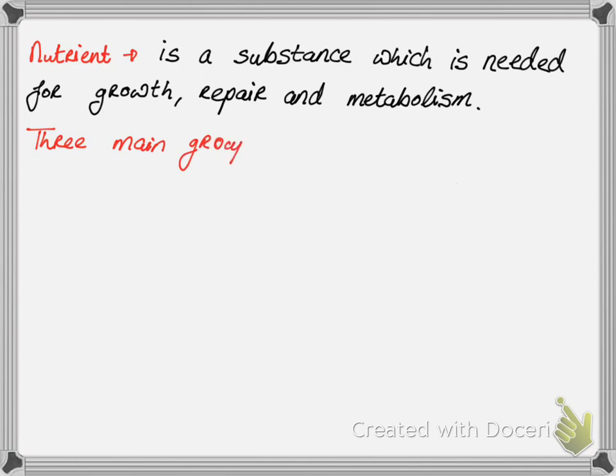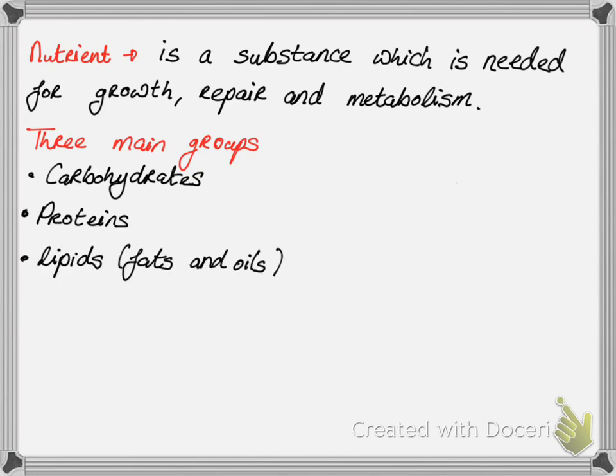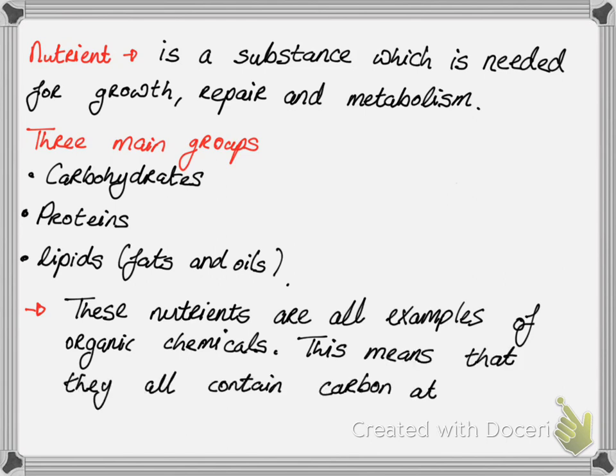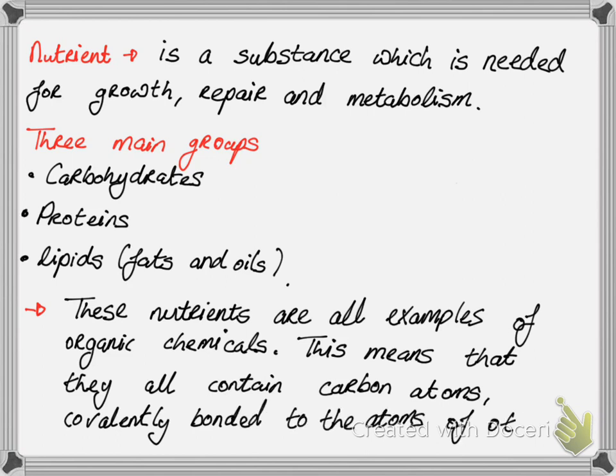There are three main groups that we need to talk about here. The first one is carbohydrates, then proteins, and finally fats and oils, which is also called lipids. These nutrients are all examples of organic chemicals. This means that they all contain carbon atoms that are covalently bonded to the atoms of other elements.